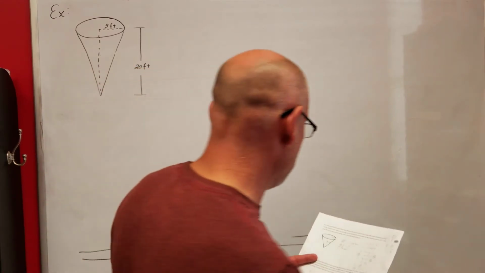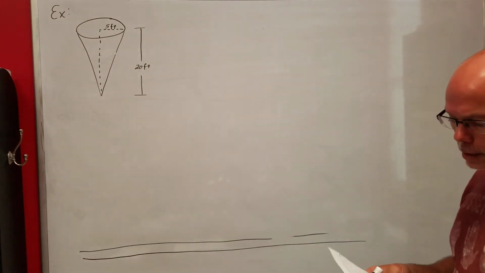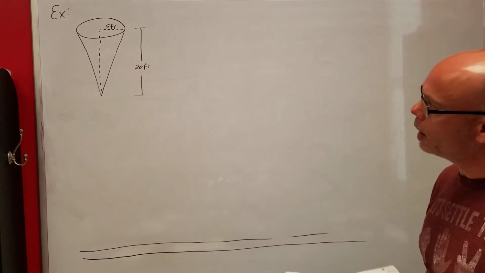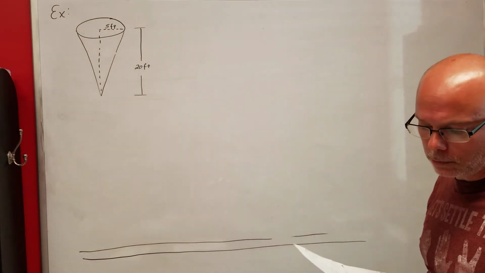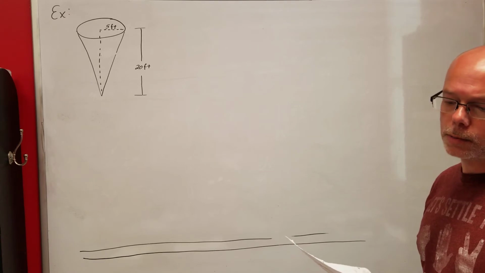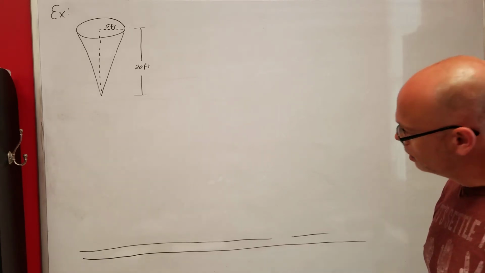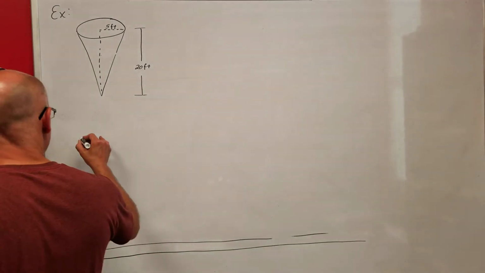Now let's see what they're saying here. A tank is filled in the shape of an inverted cone 20 feet high with a circular base on top whose radius is 5 feet. Got that line taken care of. Look at your next line. Water is running out of the bottom of the tank at a constant rate. To me, that sounds like a derivative, right?